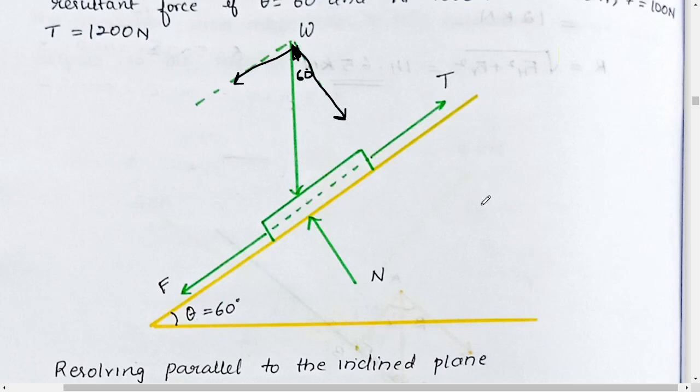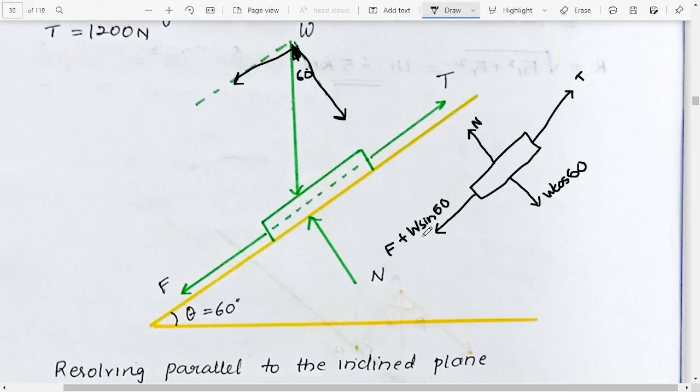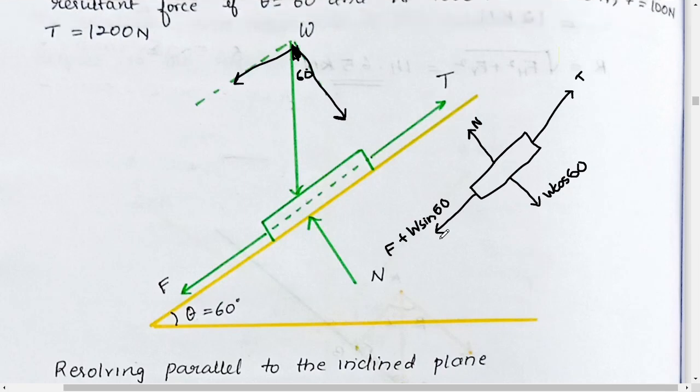So here we have the box. The forces now will be like this: we have the normal force like this, then we have the tension force like this, then we have W cos 60 which is like this, then we have F plus W sin 60, because here we have a force like this and we have another force like this which is the component of this force in the same direction as the force F. So we'll be adding F plus W sin 60. Now what we need to find is the resultant force.